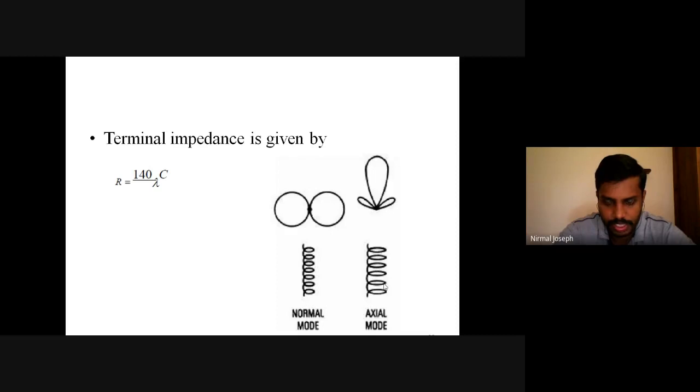So next is the axial mode. It is the end fire case. So the radiation pattern will be parallel to the axis. So this is the axis and the radiation pattern is parallel. But why is this lobe missing here? Why is this lobe missing?